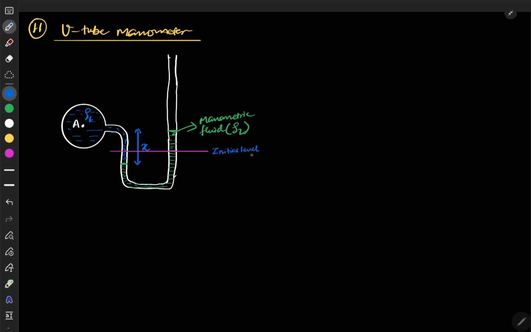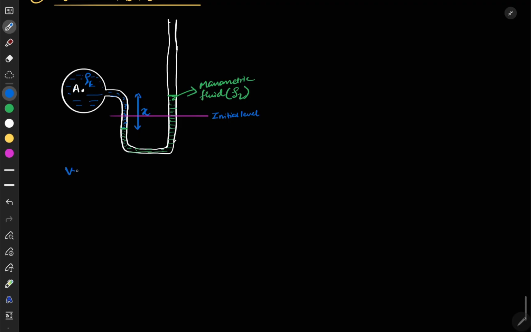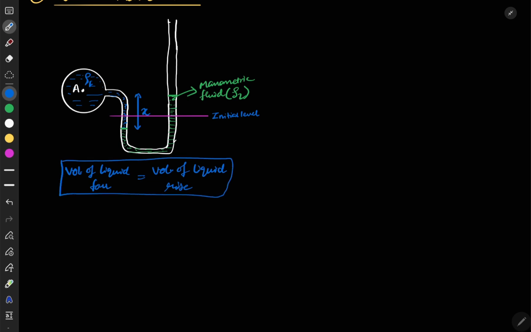Now from the initial level, there is a fall in the left limb and a rise in the right limb, so we can say that the volume of liquid fall is equal to the volume of liquid rise. By this we can calculate, if we know the dimensions, the value of your x.